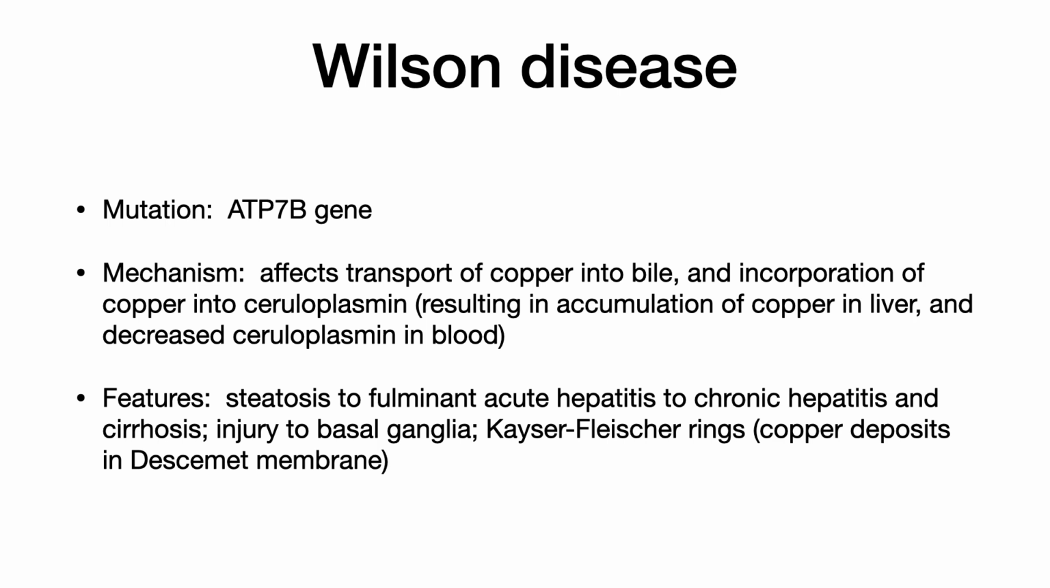And then Wilson's disease is another one associated with cirrhosis. It's the ATP7B gene. And this one affects transfer of copper into the bile and incorporation of copper into ceruloplasmin. So basically, you're going to get accumulation of copper in the liver and decreased ceruloplasmin in the blood because the copper doesn't associate with it. So they can get a range from steatosis to hepatitis to chronic hepatitis and ultimately to cirrhosis. You can also see injury to the basal ganglia in the brain, and then Kaiser-Fleischer rings are characteristic of it. These are copper deposits in Descemet's membrane.